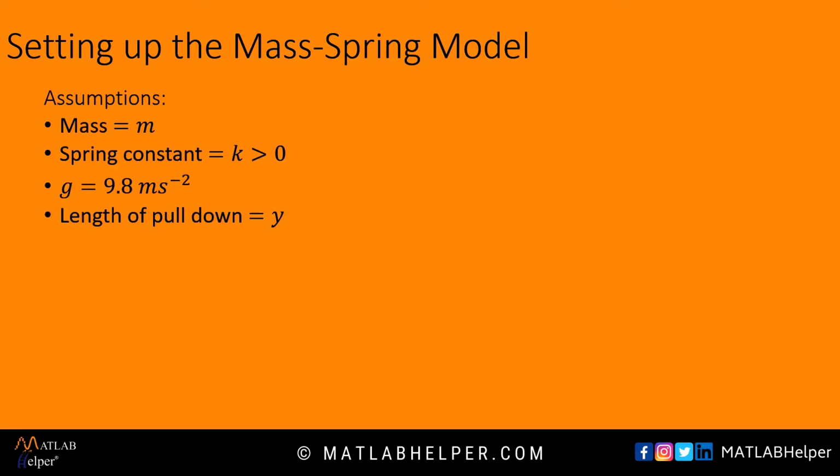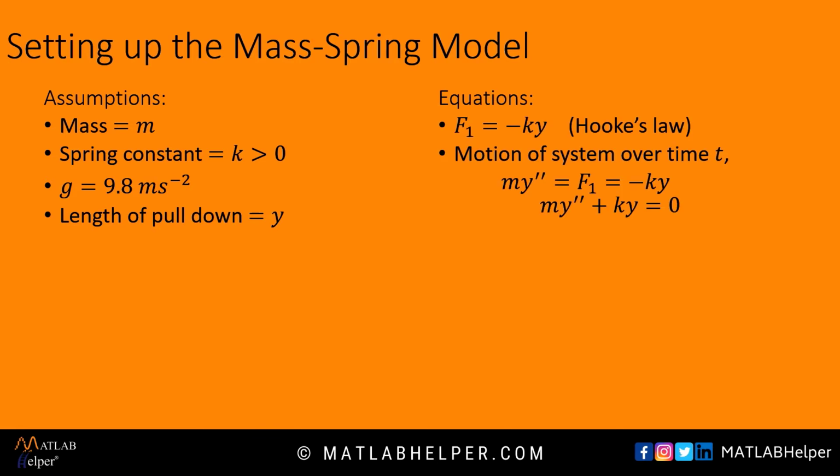Now let me introduce some assumptions. So I'm assuming that the mass of the bob is m. The spring constant has a value k greater than 0. Acceleration due to gravity is 9.8 meter per second square, and the length to which the spring is stretched is y. We also have some equations like Hooke's law, where force F is equal to minus k times y. The motion of the system over time t is given by my double dash is equal to F1 is equal to minus k times y. The equation has been obtained using Newton's second law of motion.